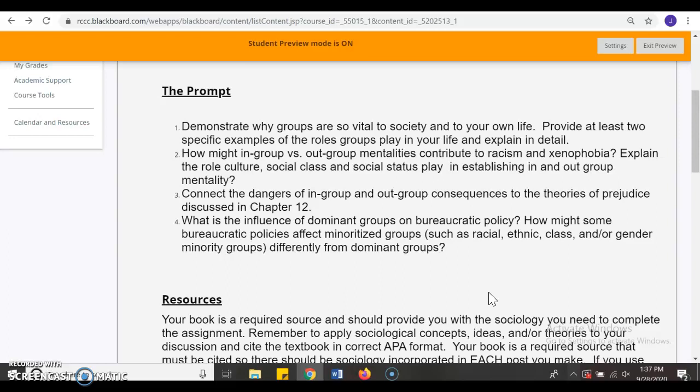All right, so question 2 comes to in-groups and out-groups. How might in-group versus out-group mentalities contribute to racism and xenophobia? Explain the role that culture, social class, and social status play in establishing in- and out-group mentality.